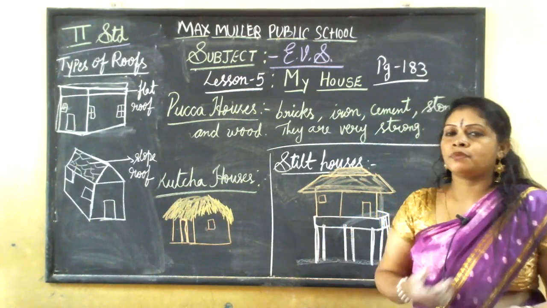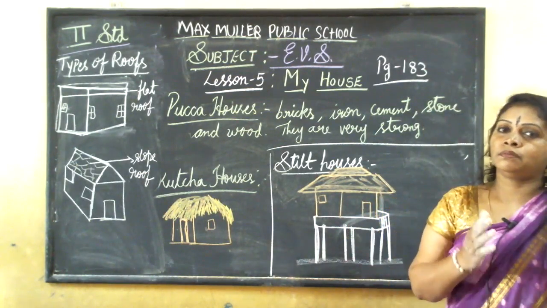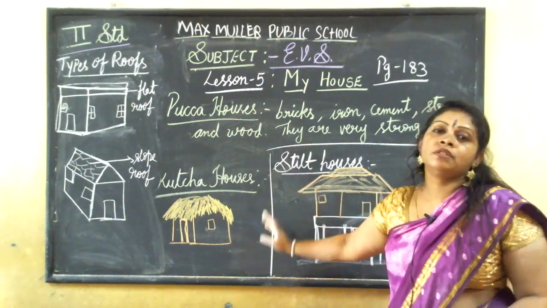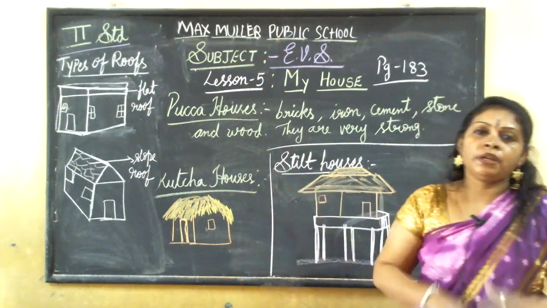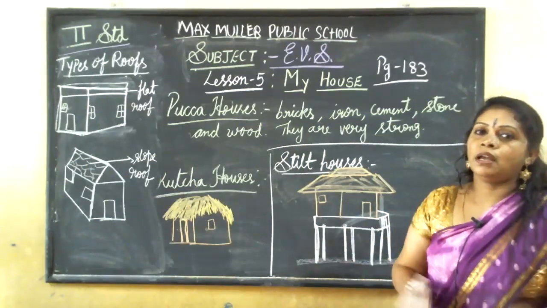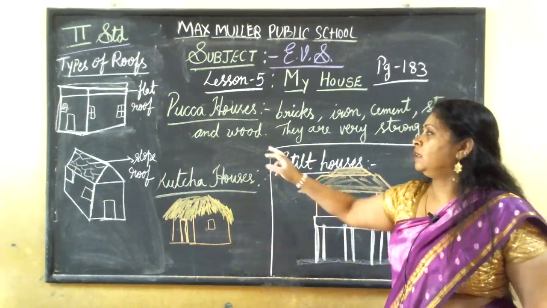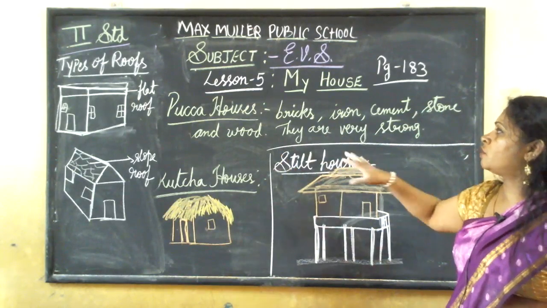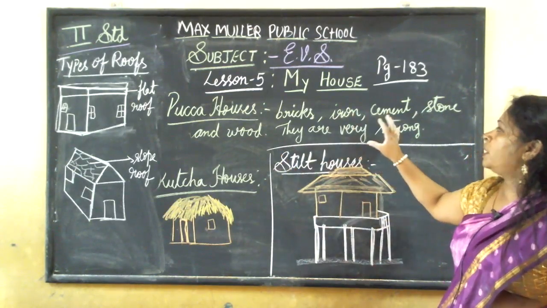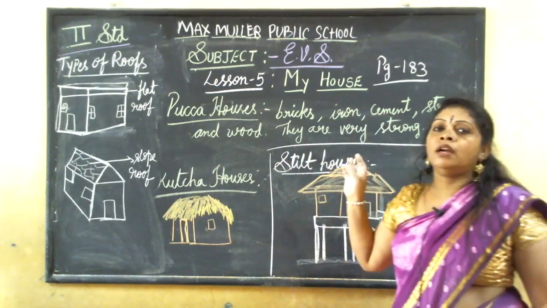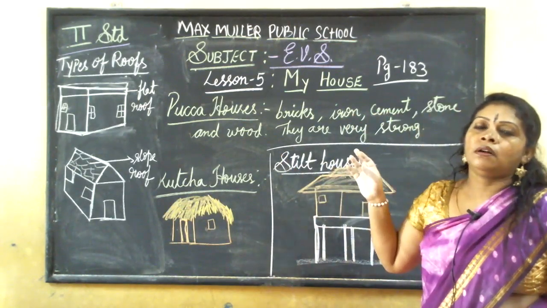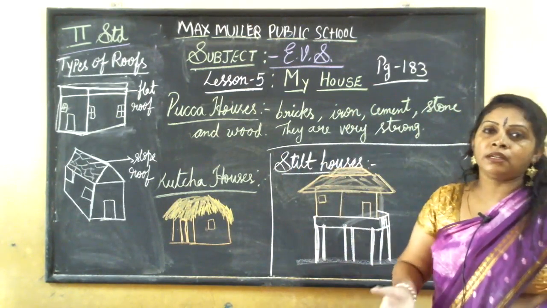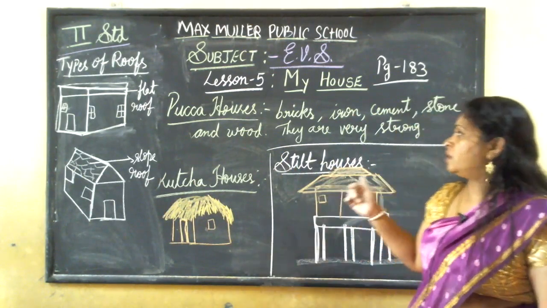So there are two types of houses: permanent houses and temporary houses. In permanent houses, there are Pakka houses and Kacha houses. Temporary houses we'll learn tomorrow. Today I have taught you permanent houses. Pakka houses are very strong because they are constructed with bricks, iron, cement, stone and wood. They cannot be moved from place to place, so they are called permanent houses.